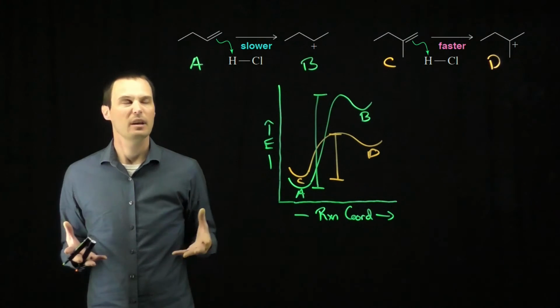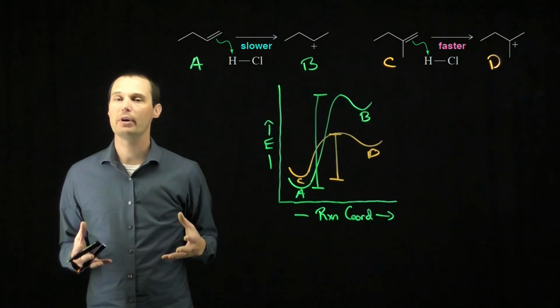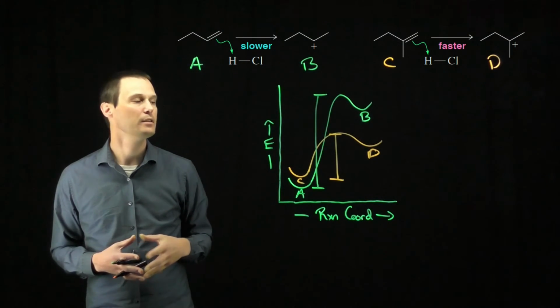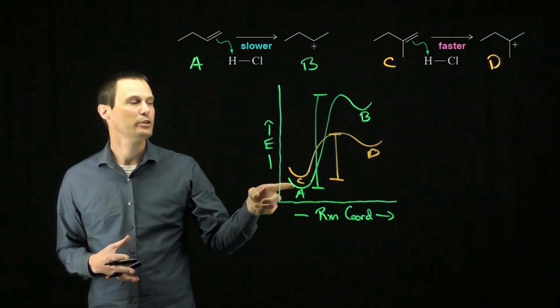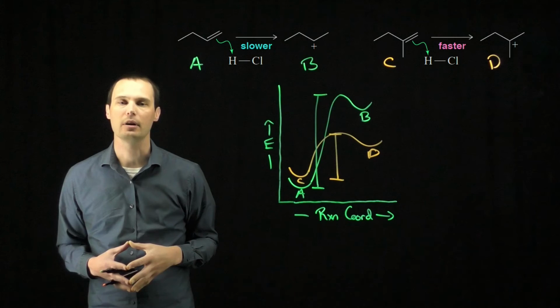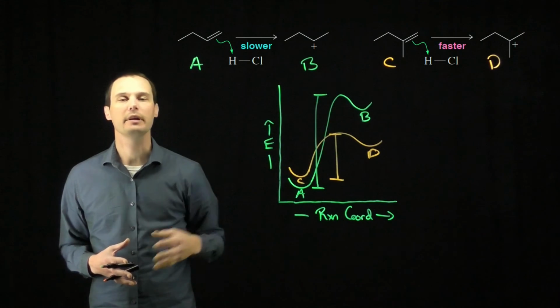carbocation. In a competition, if both of these starting materials were present in the same flask and we add hydrochloric acid, starting material C will react faster to form the tertiary carbocation. Starting material A will react slower to form the secondary carbocation. The more stable intermediate forms faster.